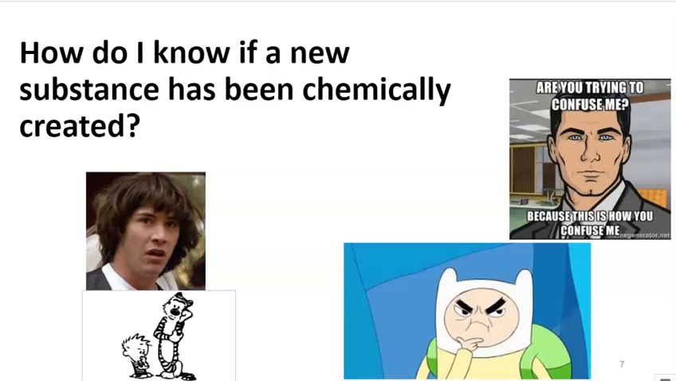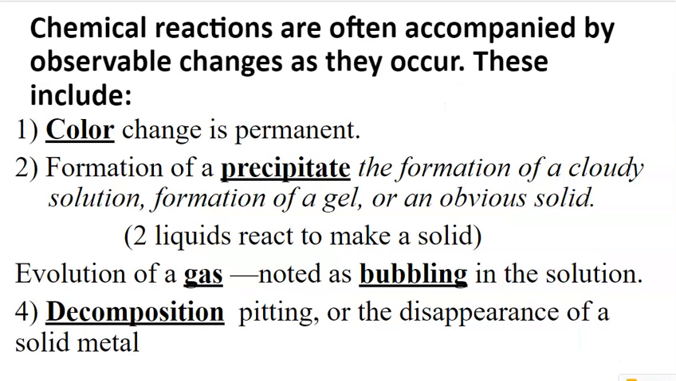Well, there are some signs we can look for. There are chemical reactions that are often accompanied by observable changes as they happen. One thing includes color change that is permanent. I'm not talking about food coloring. That's not really a chemical reaction. I'm talking about maybe you mix two chemicals together and their color changes completely. That is a sign that a chemical reaction has occurred.